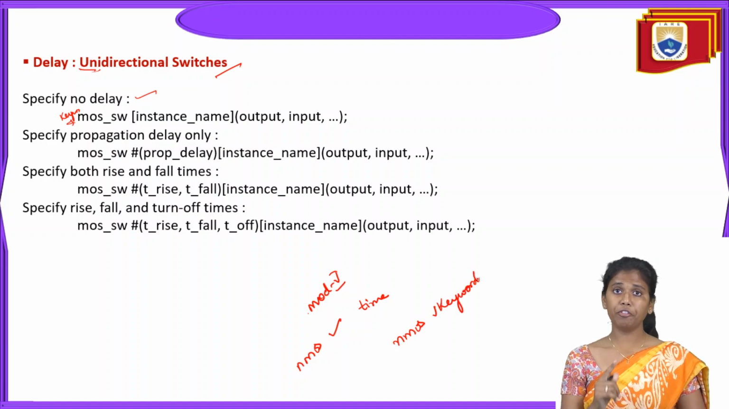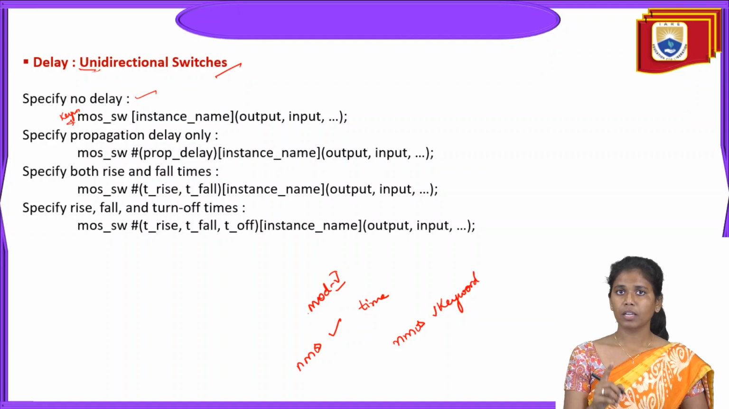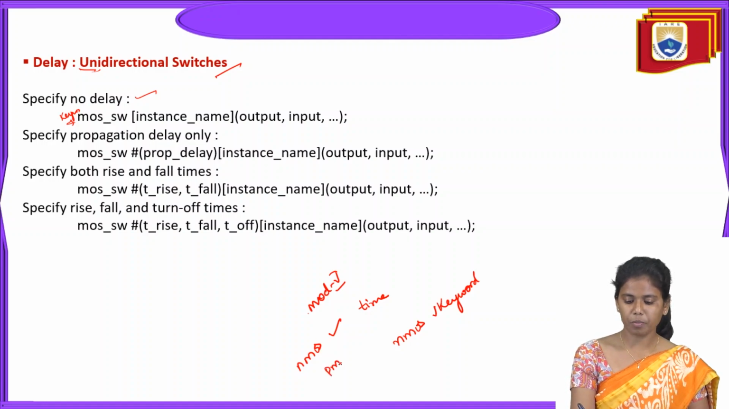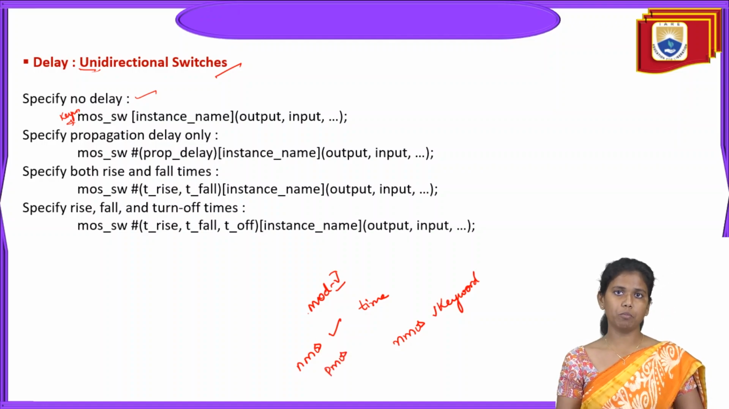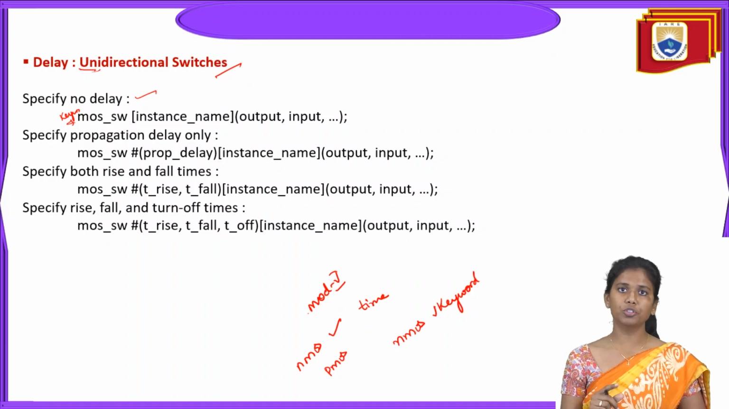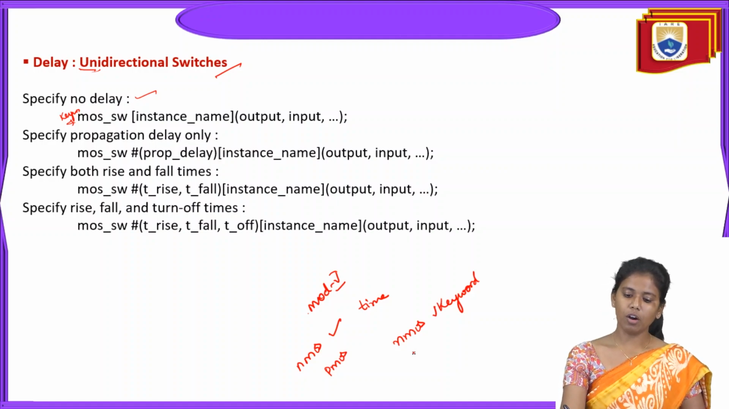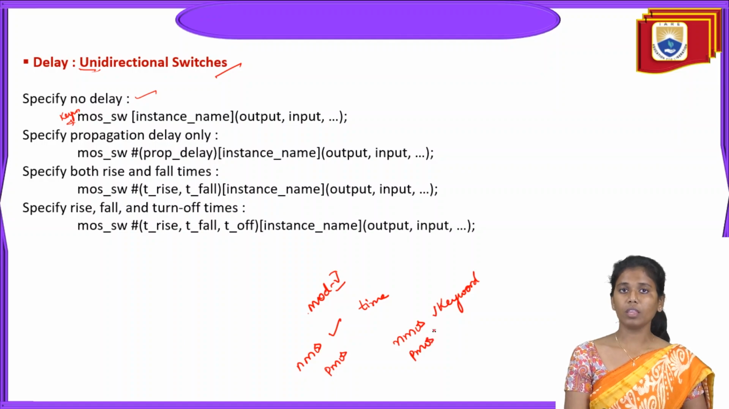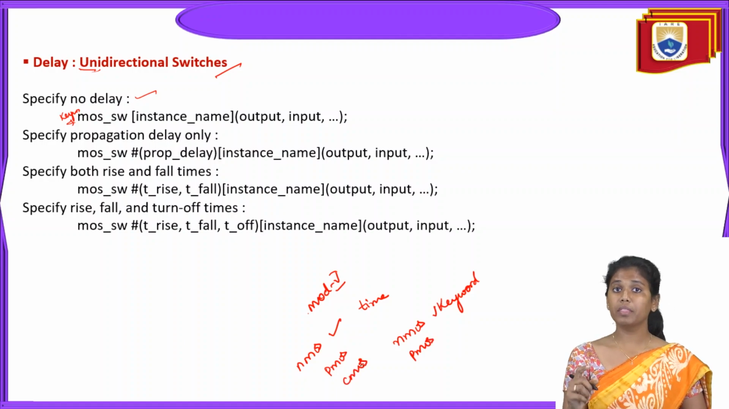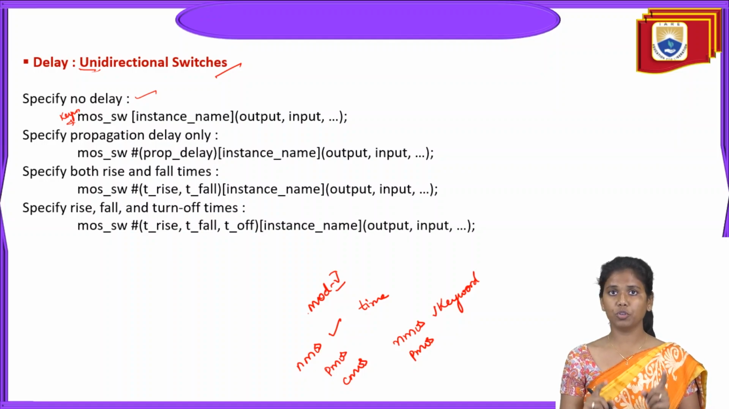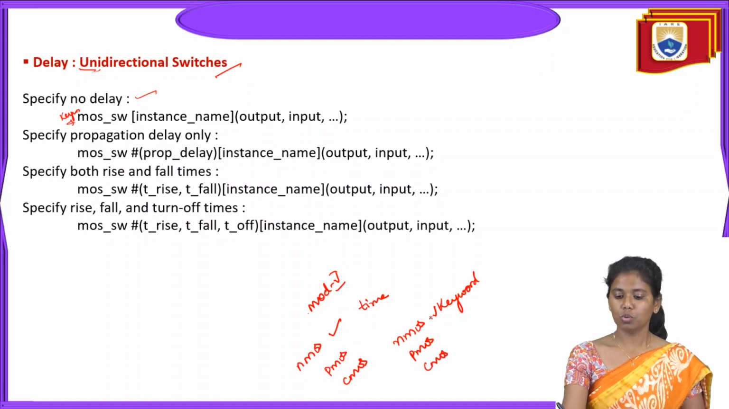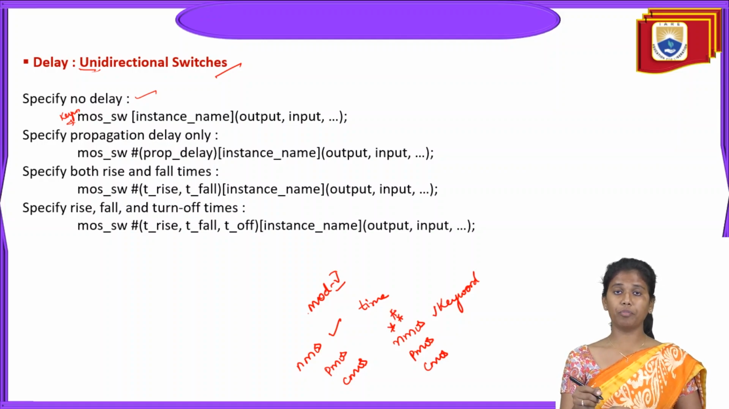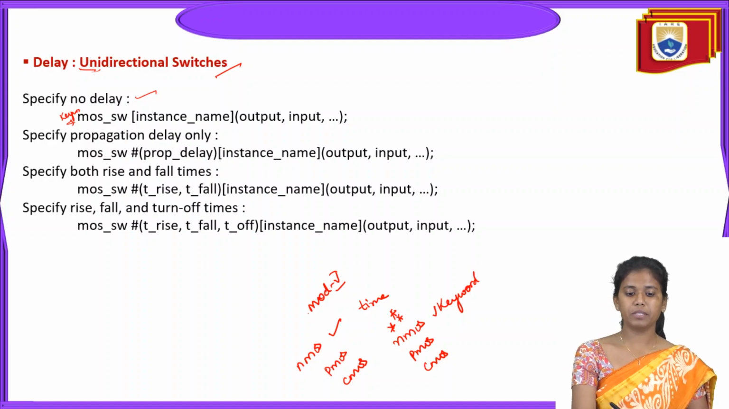And if you are considering your switch as PMOS, then your code should start with the keyword PMOS. And if you are considering your switch to be a CMOS, the keyword you have to follow is CMOS. So these are very important points in writing the code. That's how we are representing it here.